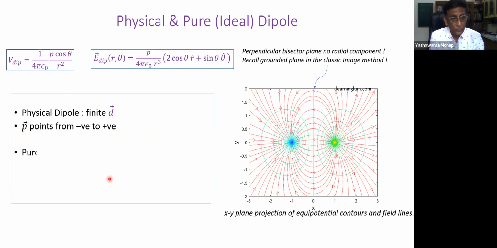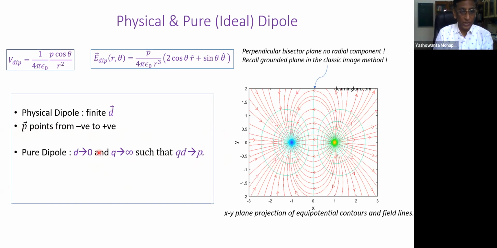All right, the pure dipole is when d tends to 0, but q tends to infinity, because the dipole moment has to remain finite. Okay, so d tends to 0 and q blows up, but the product qd remains as the dipole moment. Then that is how we call something a pure dipole.